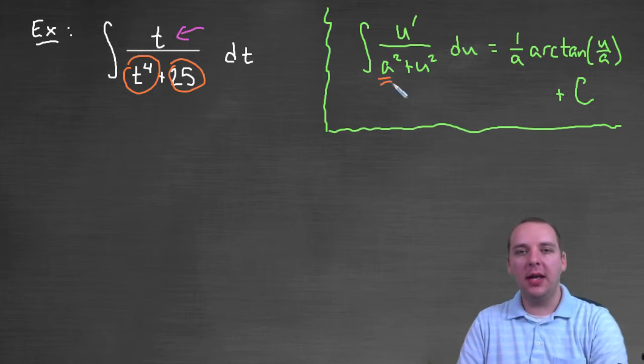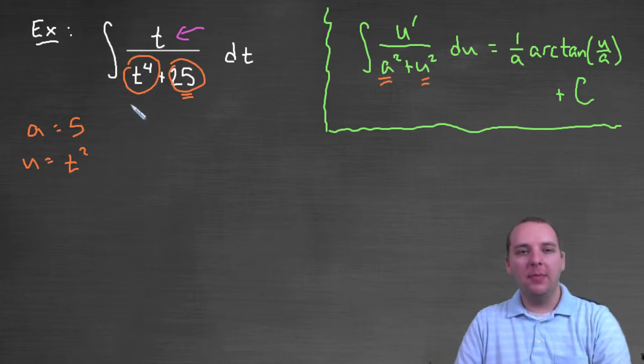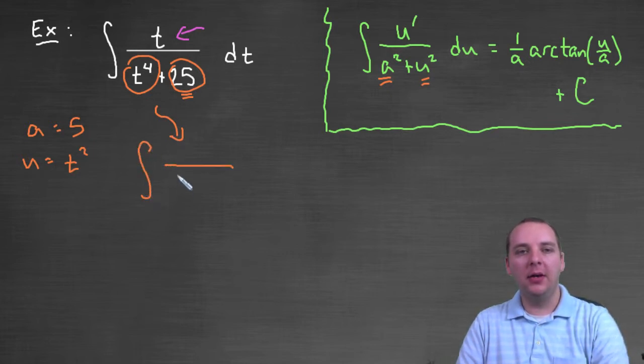So let's see here. What's our a and what's our u? Well, u is the function with the variable, a is the term that's the constant. So if this is a squared, then a would be 5, and if t to the fourth is u squared, then u should be t squared, right? Because t squared squared would be t to the fourth. Okay, so that means when you rewrite this integral, in the denominator, it doesn't matter how you order the terms, you would have a squared plus u squared if you flipped them around, which is totally fine to do since it's addition, and so that fits.